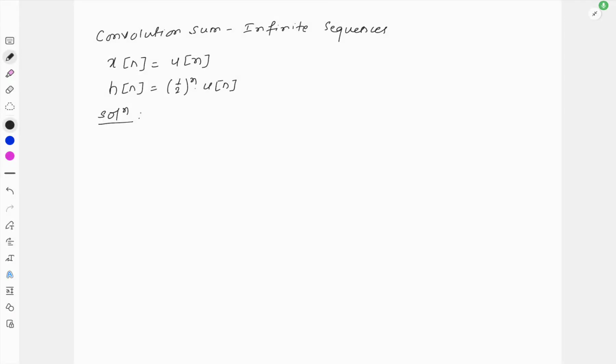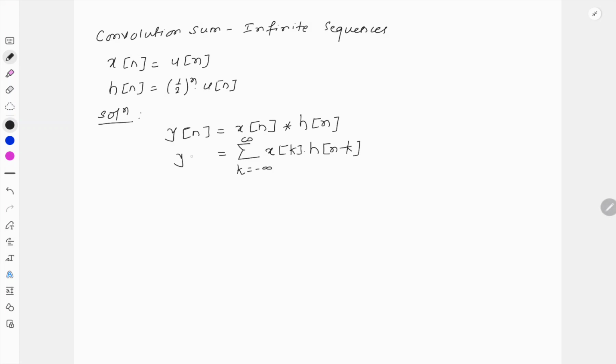In this video, we are going to solve an example of convolution sum for infinite sequences. First of all, let us write the equation for convolution sum, given as y of n equal to x of n convolving with h of n. x is the input signal, h is our impulse response. It is represented as summation k equal to minus infinity to plus infinity x of k into h of n minus k.